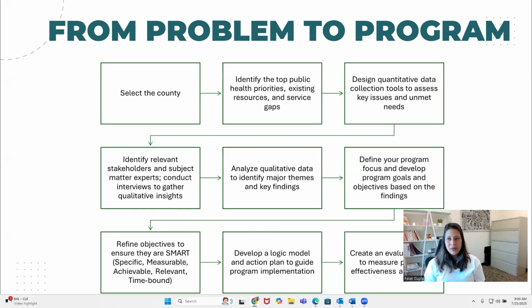Once they do that, we make sure that the objectives they create are SMART objectives, that they are specific, measurable, achievable, relevant, and time bound. So they are actually realistic and actionable.